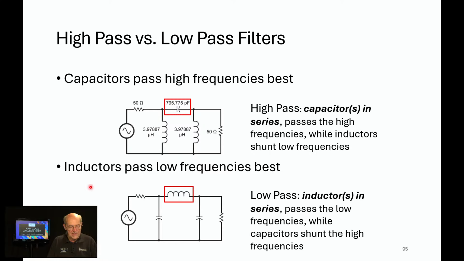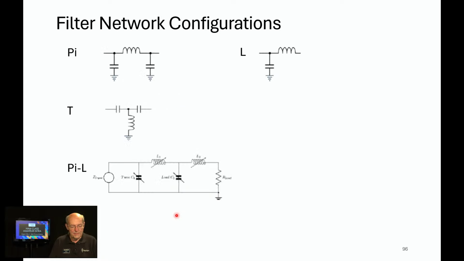This is the low pass configuration. Notice that the pass element is now an inductor and the shunt elements are capacitors. Whatever this is, the other one's going to be the opposite. So low pass: inductors in series pass the low frequencies while capacitors shunt the high frequencies. So these are the two configurations, high pass and low pass. Going to be important. So we've got filter configurations.